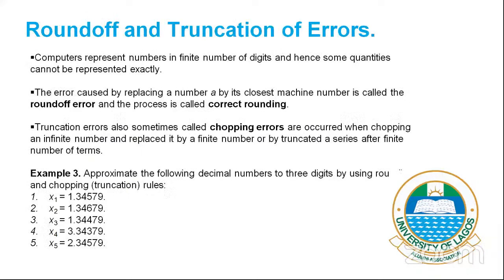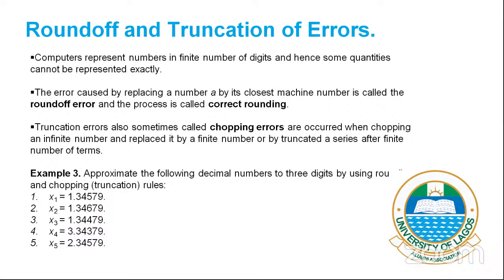So like I said, what makes it absolute is because of the value sign, because it means that you must get a positive number because it nullifies the negative value, like I've said. Now, for round off and truncation of errors, we mentioned this in our introduction. This is basically how you round off numbers to different decimal places. So the truncation error, sometimes called chopping error, occurs when chopping an infinite number and replacing it with a finite number by truncating a series.